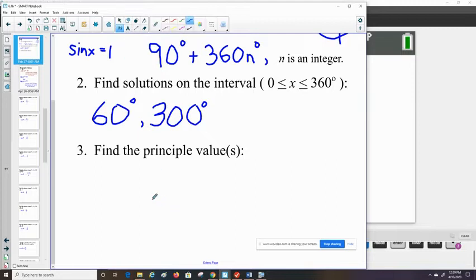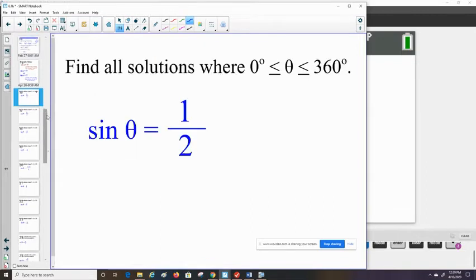In a case like this, we would just get one answer, maybe 45 degrees. And that's it. You will only get one value if you're asked for a principal value. And this is also the answer that you're going to get from your calculator, which I'm going to say more on a little bit later also.